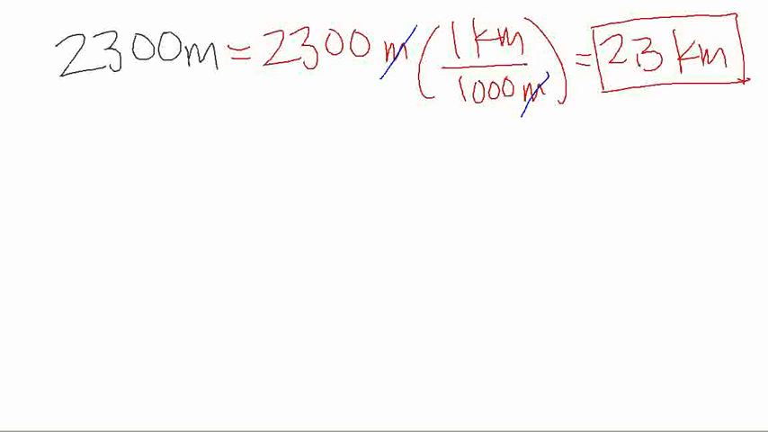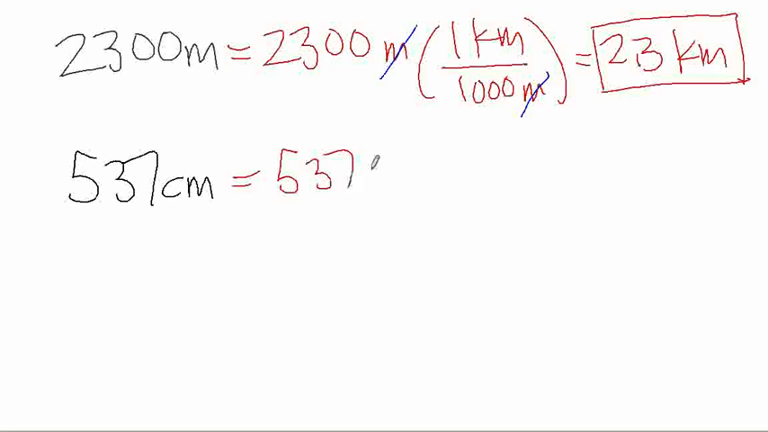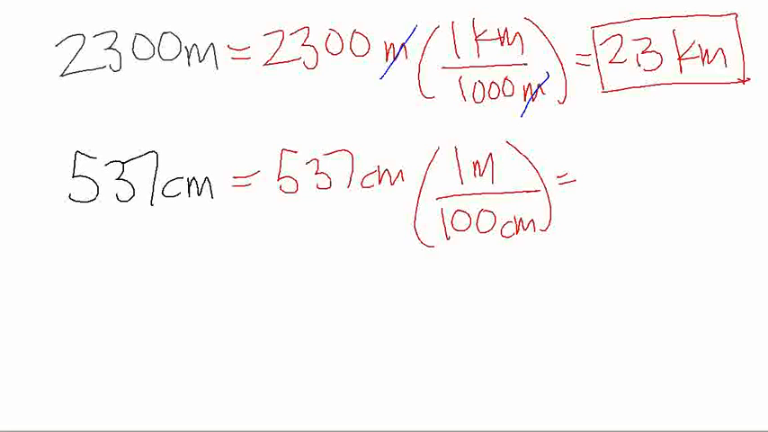How about this one? Can you convert 537 centimeters to meters? So try that now, please. All right, I'll go ahead and do that. So 537 centimeters times 1 meter to 100 centimeters. And again, quick check. The new units on top, the old units in a sense cancel. So we get 537 times 1 divided by 100 gives 5.37 meters.